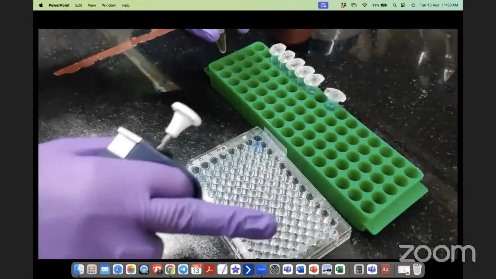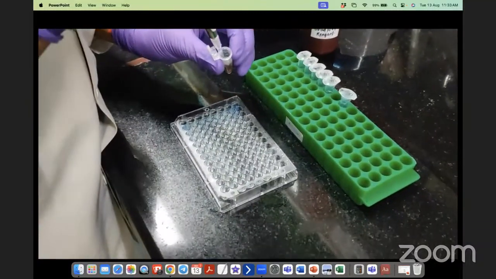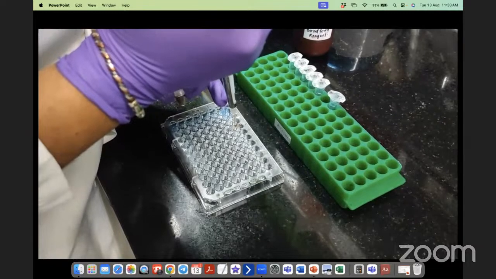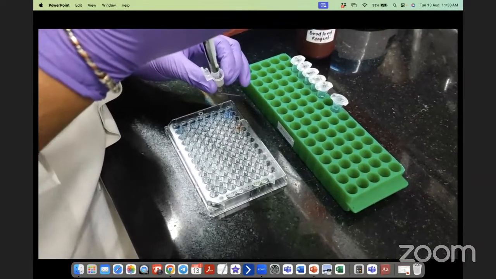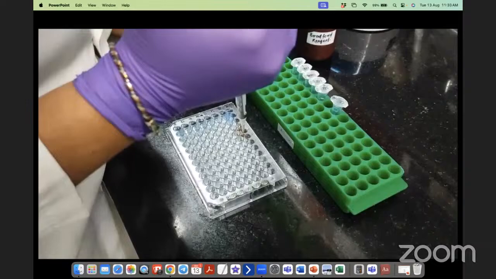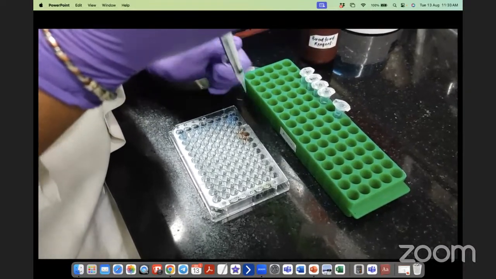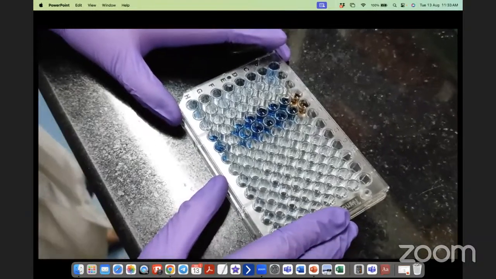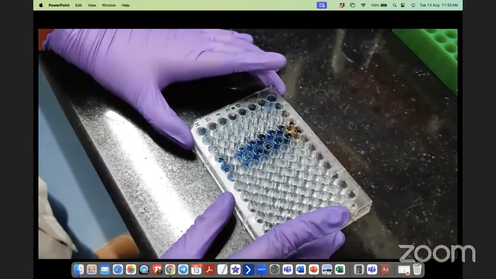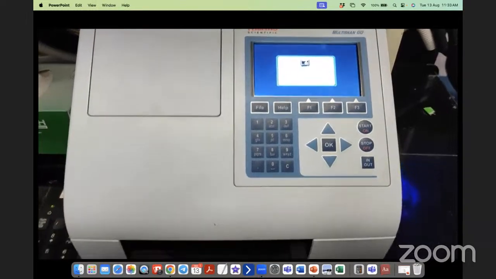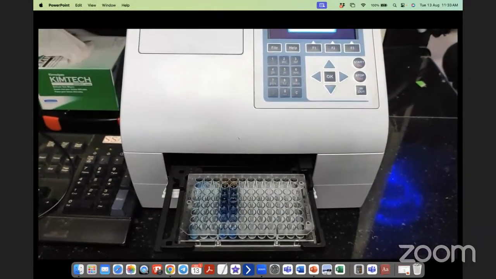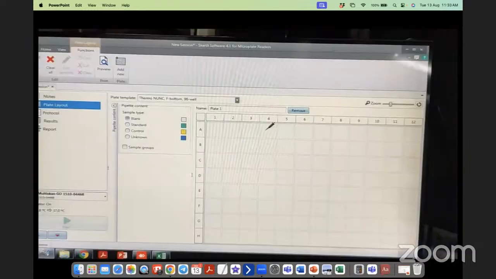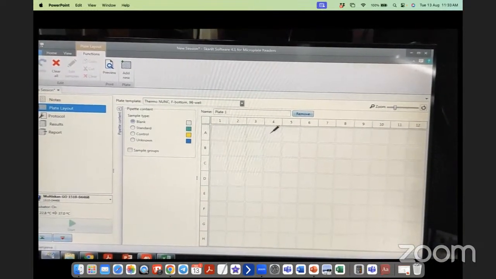Now, after incubation, each sample is added to the plate. Preferably, the sample should be added in duplicates. Now, all the samples are added in the plate, and then it is ready for taking the readings. For this, we are using the Multiskan GO plate reader.